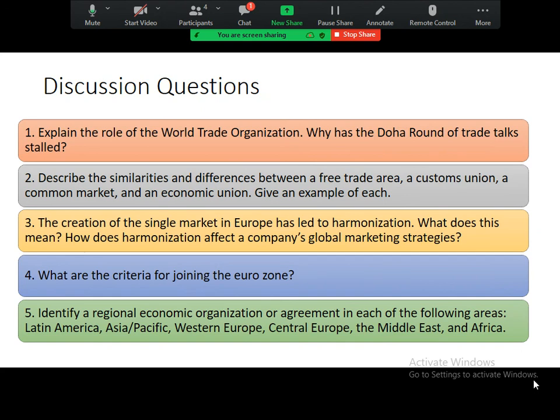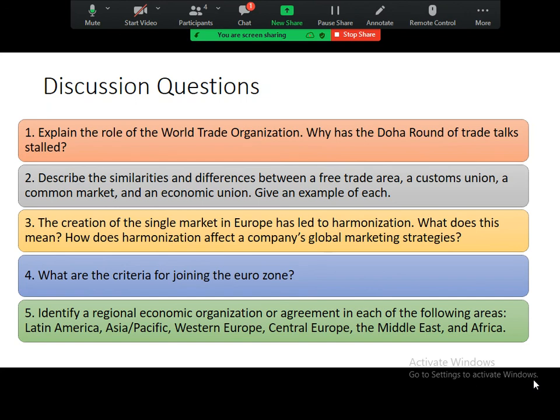Explain the role of the World Trade Organization. Why the Doha round of trade talks? Then discuss or describe the similarities and differences between a free trade area, a customs union, a common market, and an economic union. Give an example of each. So this, you can say, is an important question for your examination. Question number 2.